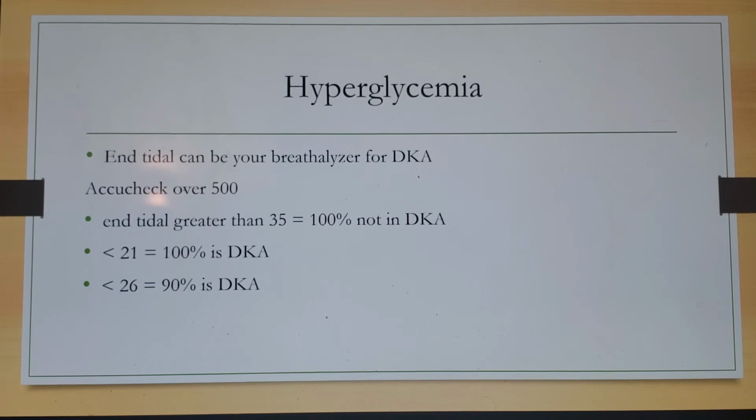So just remember, end-tidal greater than 35, AccuCheck more than 500, not in DKA. End-tidal less than 21 and a blood sugar greater than 500, definitely in DKA. End-tidal less than 26, sugar greater than 500, still probably in DKA.